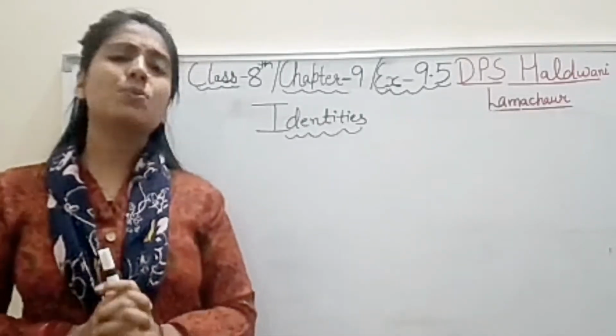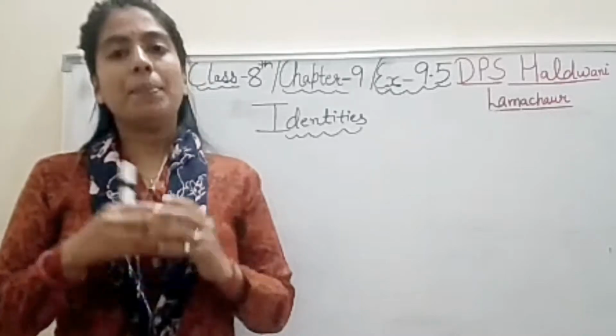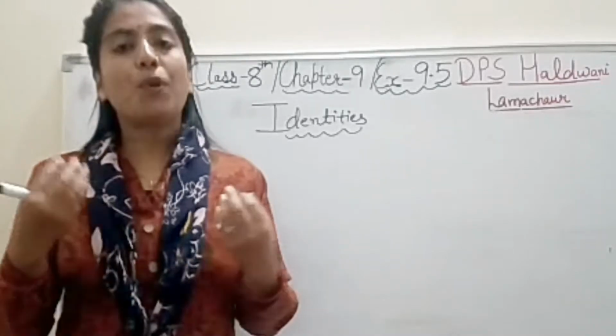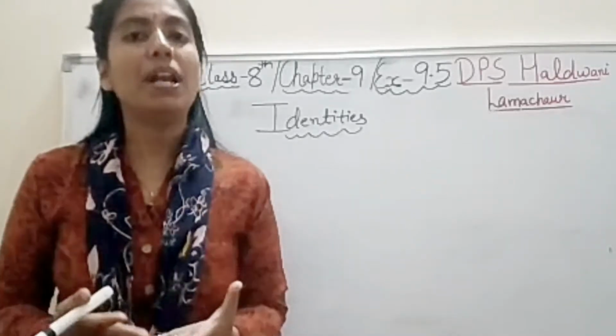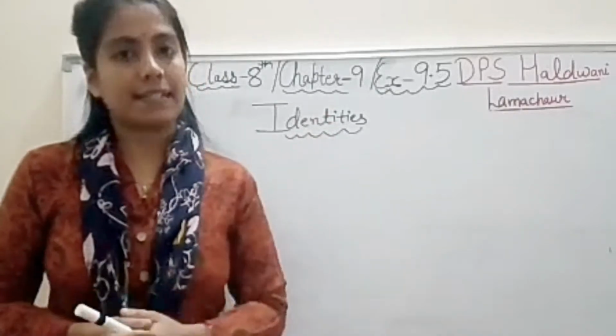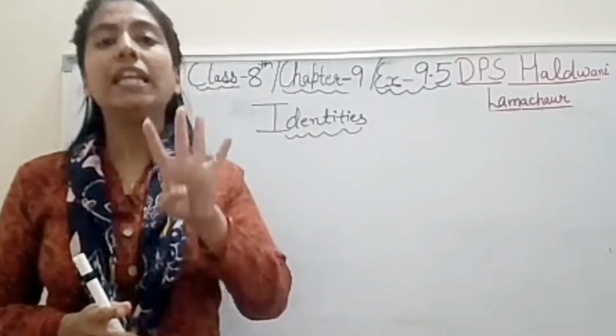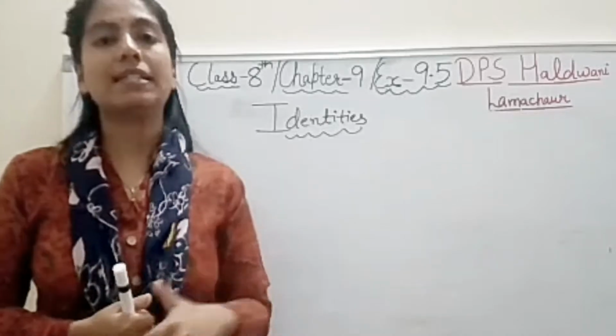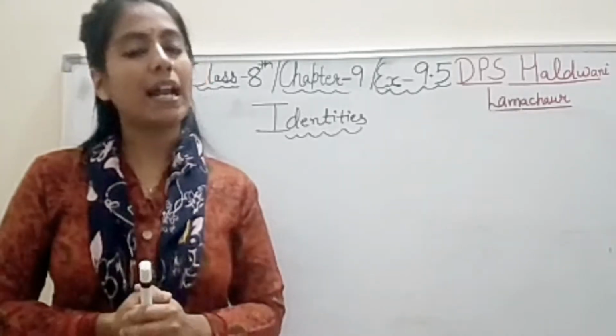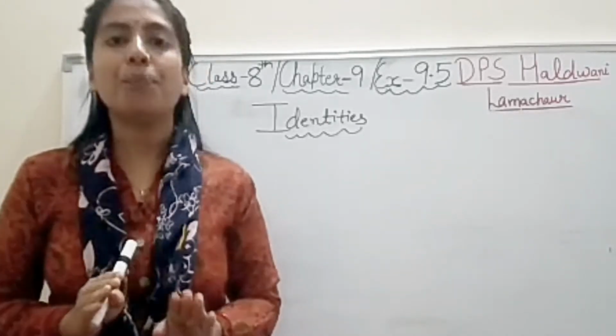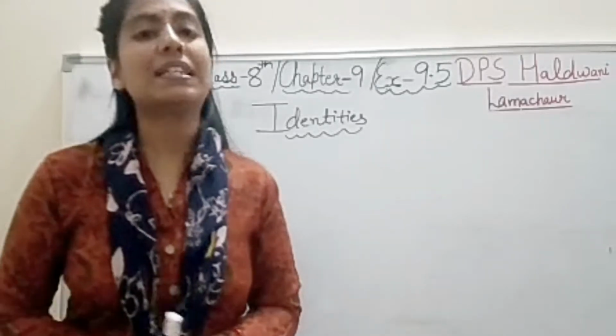So basically, students, what are identities? Basically the formulas, the properties, the proved formulas are called identities. So four very important identities we'll do in this exercise. Please understand it carefully because it's very important. Right students? So let's start.